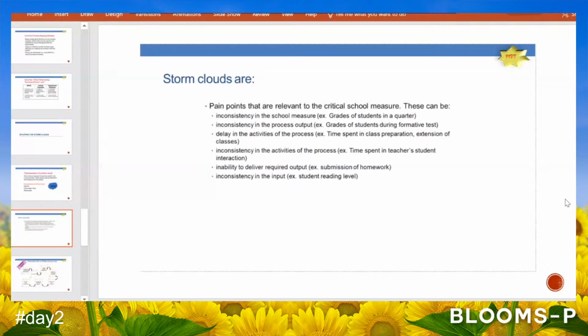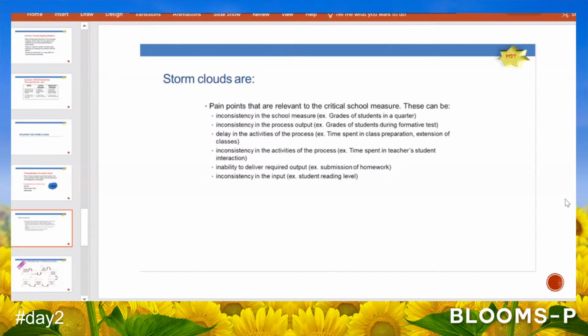Let's try to know. So storm clouds are, my dear friends, pain points that are relevant to the critical school measures. So these can be inconsistencies in the school measures, like the grades of the students in a quarter, perhaps. You will see an example flowchart here that has the storm clouds. We are only giving you examples of pain points that are critical when we talk about school measures.